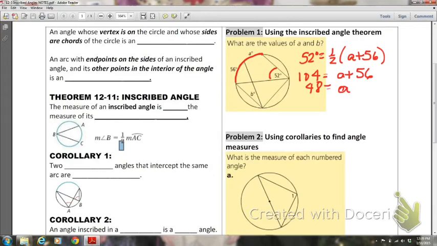Now for the B part, we look at angle B. Angle B is half of its intercepted arc, and its intercepted arc is just that 56-degree arc. So B is just half of 56. So B is equal to 28 degrees.